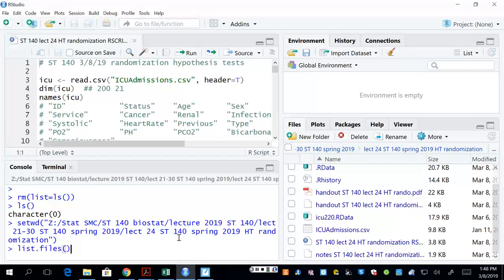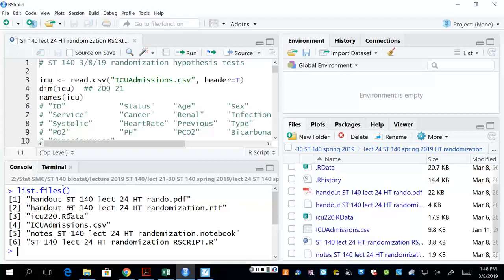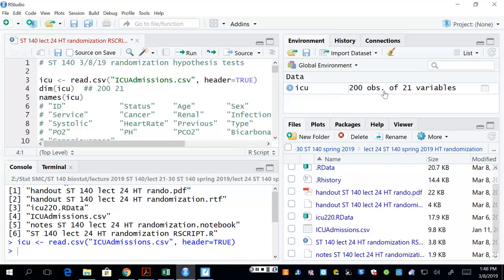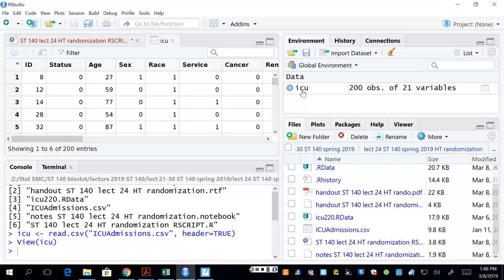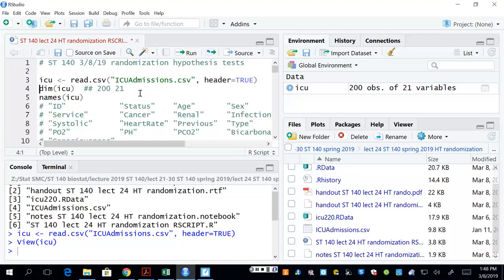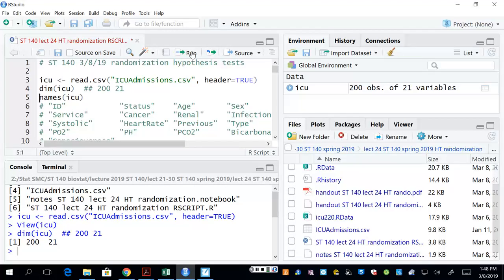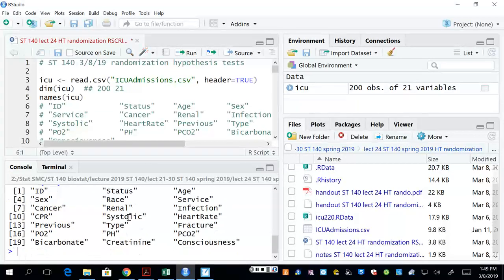There's a command called list.files. And look, here it is. ICU admissions is here, so I should be able to read it in. It's a CSV file, so that does it. In this header argument, that T means true; there are header rows in that data set. So I read that in, and now ICU is up here. If I just click on it, it shows me the data. This is not really a place where you can edit things, so I'm not going to keep that, but it's there. It has 200 rows, 21 variables. These are the names of all the variables, so if I type that, it has all those in there.